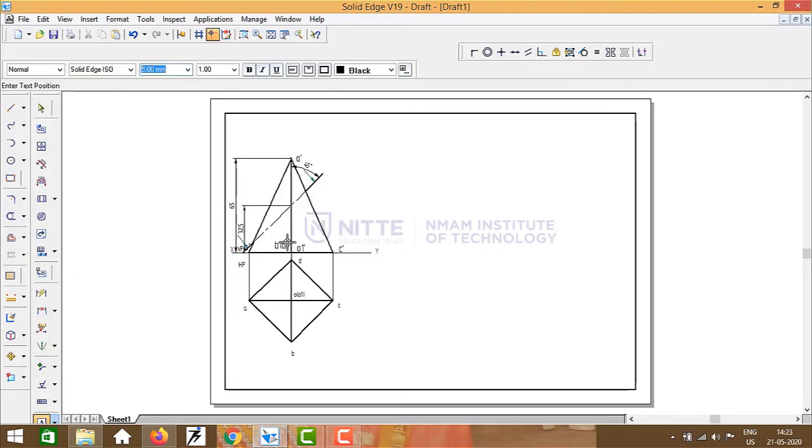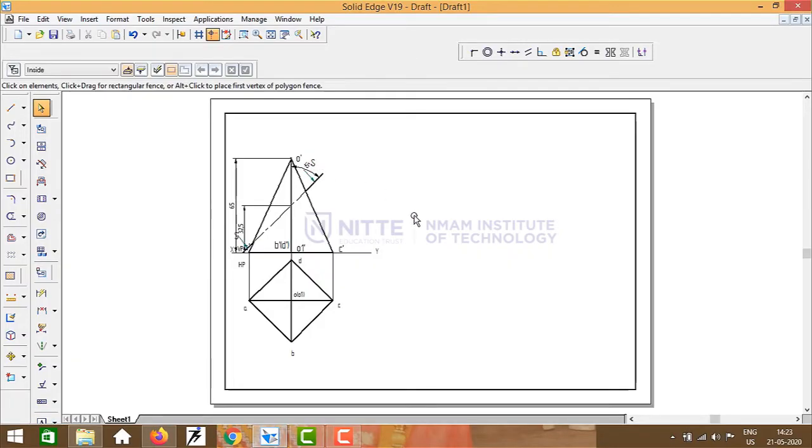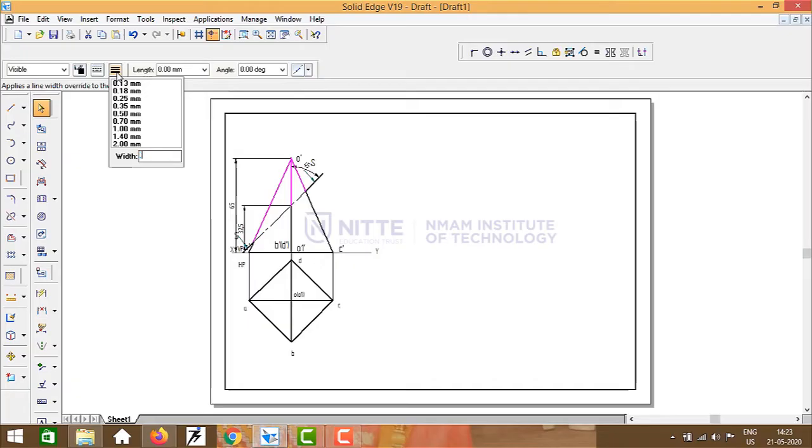Name it section. Now the upper part, you go to split command, split this line here, split this vertical line here, split this line here, and select this line, change the line property to 0.05, just construction line.